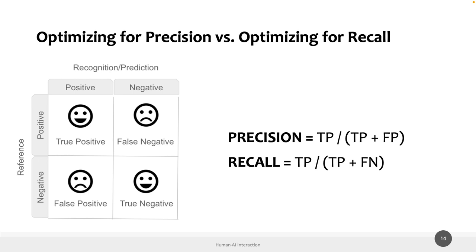Recall is a little bit more complicated. It's defined as the true positives over the true positives and false negatives, so all the positive cases, and it defines how much I don't leave out important things with my predictions or classifications.